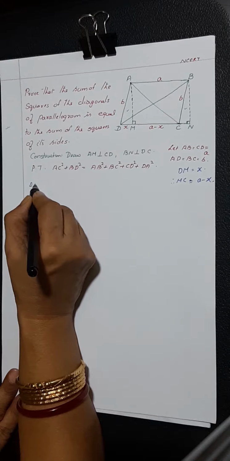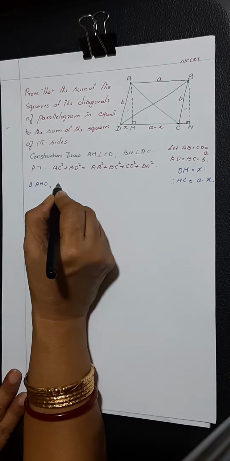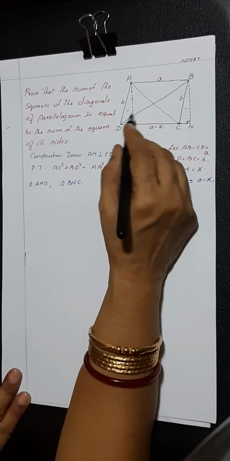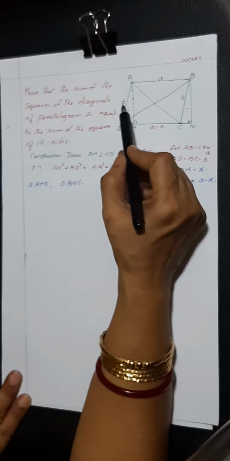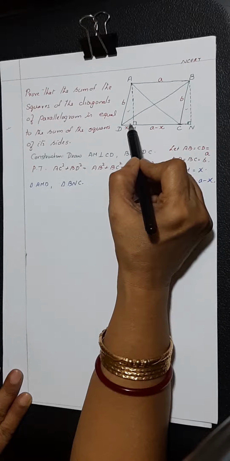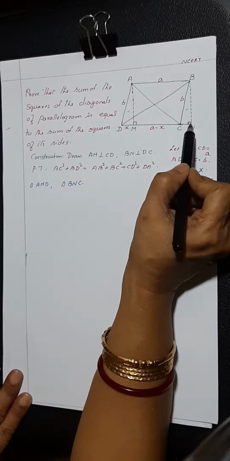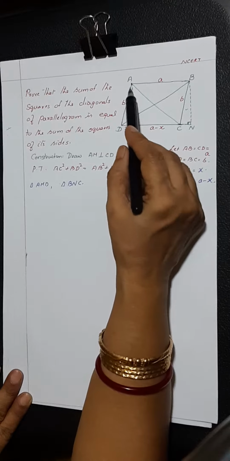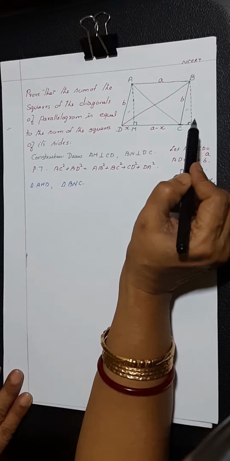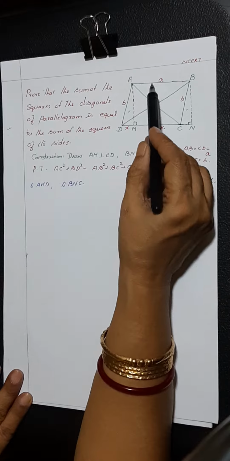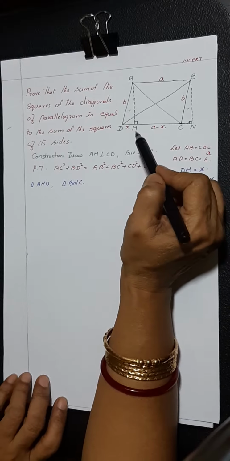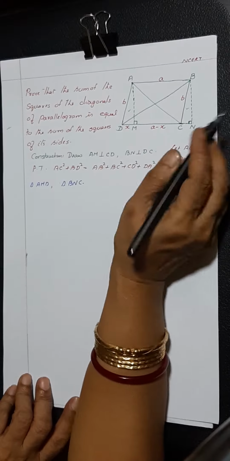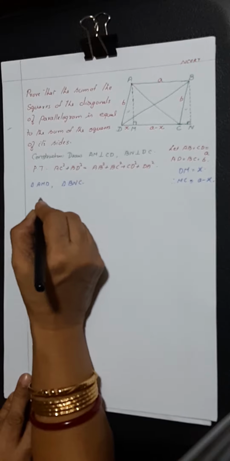Now consider these two triangles, AMD and BNC. We will prove these two triangles are congruent. This is a right angle, 90 degrees, here also it is 90 degrees. Now we have B and B equal, and the perpendiculars AM and BN will be equal, because between any two parallels the perpendiculars are always equal. So by right angle, hypotenuse and side, RHS, we can prove these two triangles are congruent.